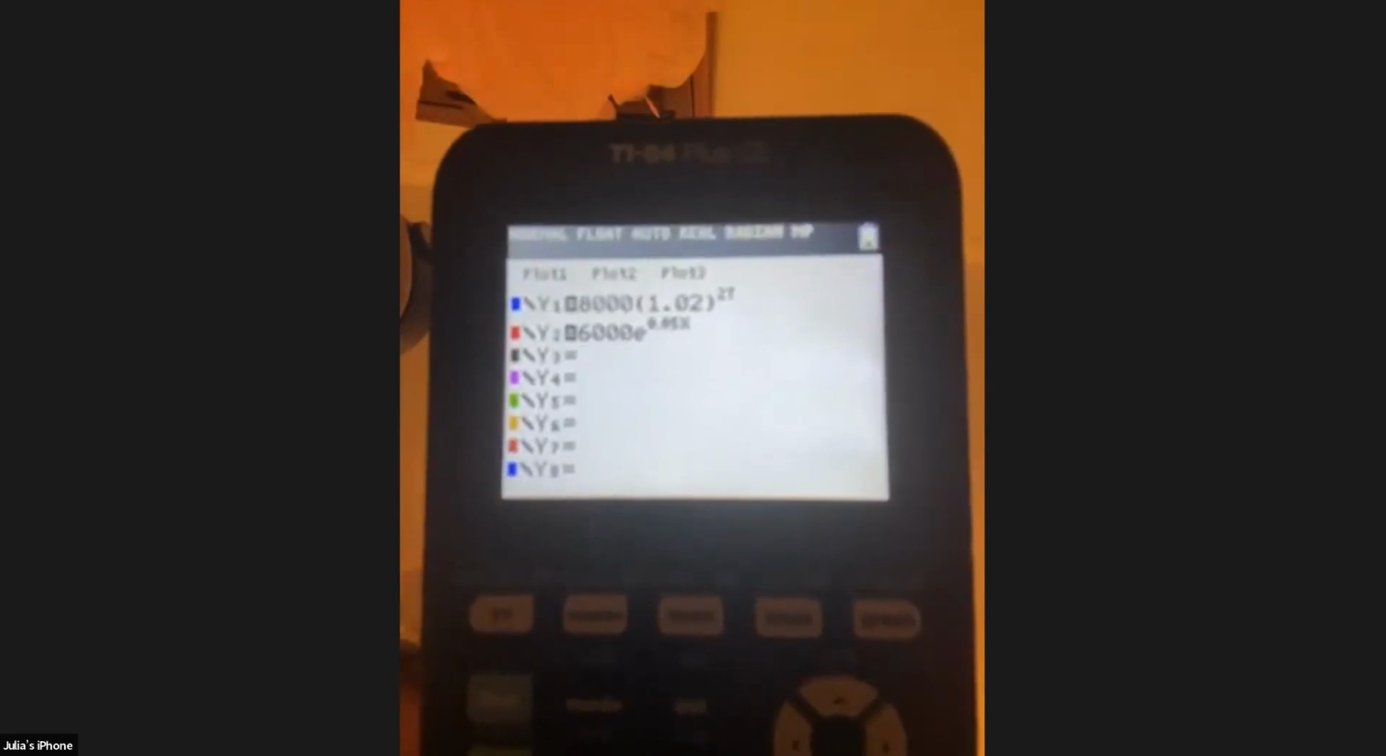Is it my equations then? Can you see that? It's just so blurry. Oh, there it is. 8,000, 1.02. Maybe it's because you have to use the 2t. Try putting in x for y1 and see if that helps. 2x. Okay. Oh, okay, there we go.